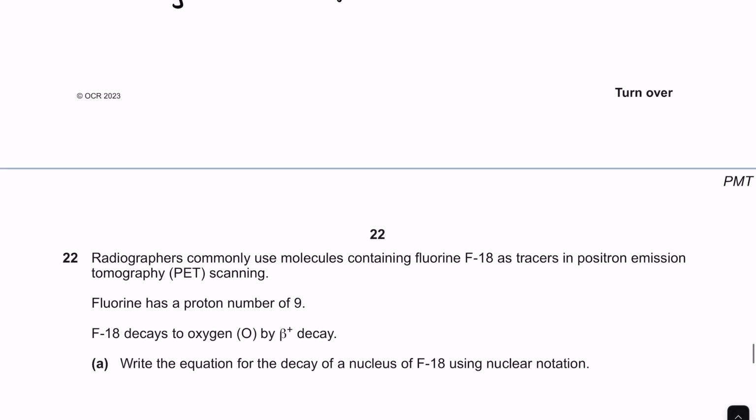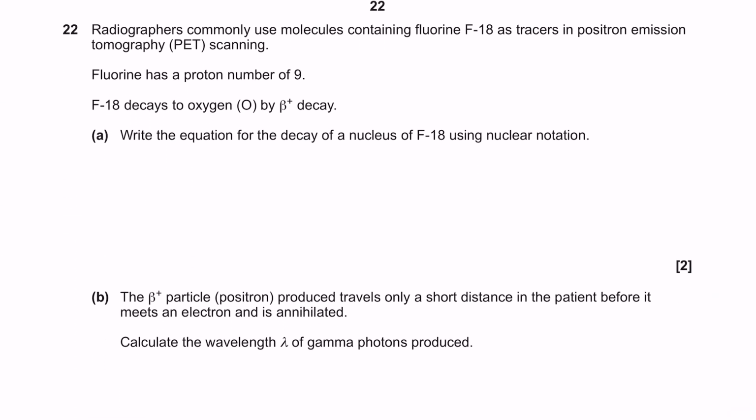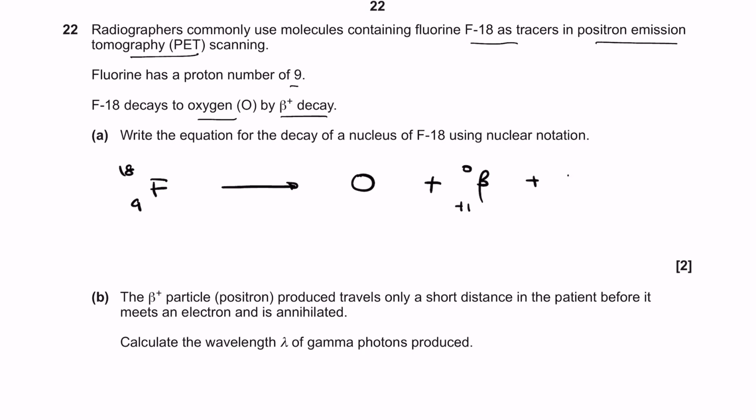Okay, let's move on to question number 22. The radiographers commonly use molecules containing fluorine F18 as tracers in positron emission tomography, and fluorine has a proton number of 9 and it decays into oxygen by a beta positive decay. Write down an equation for this. So we know F18 with 9 decays into oxygen, and if it is a beta positive decay, we know it will release an electron neutrino, and oxygen will be 8 and the atomic mass will be 18.